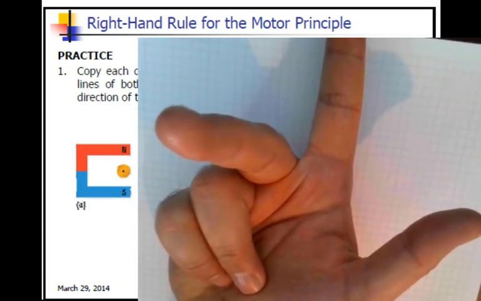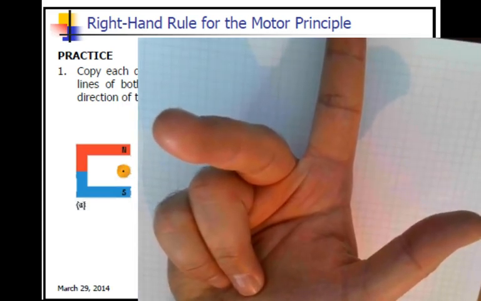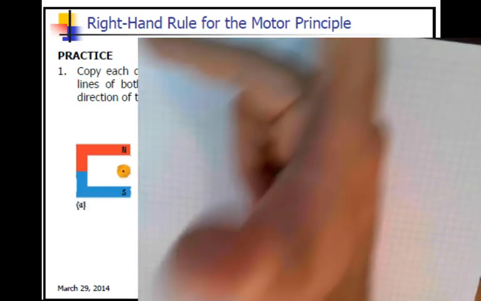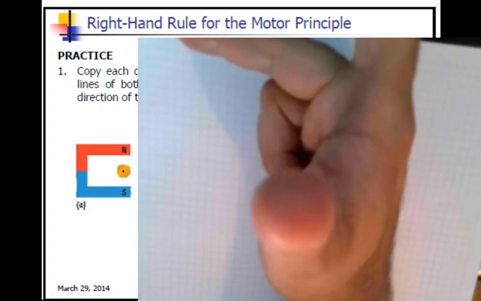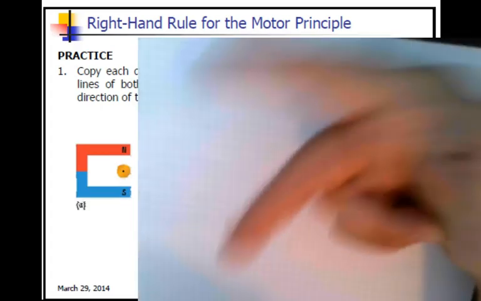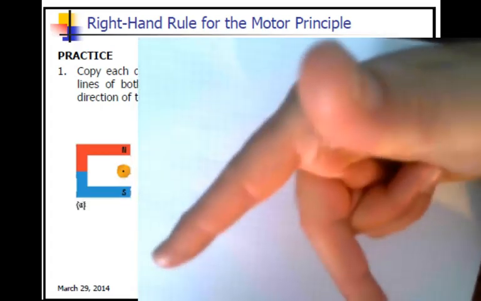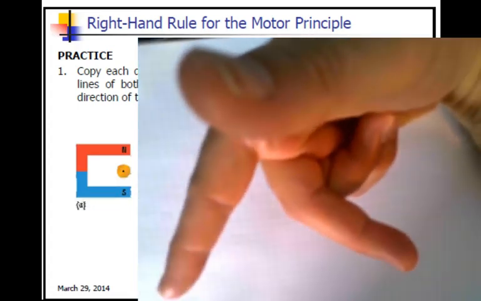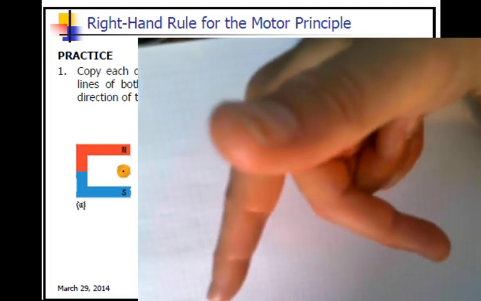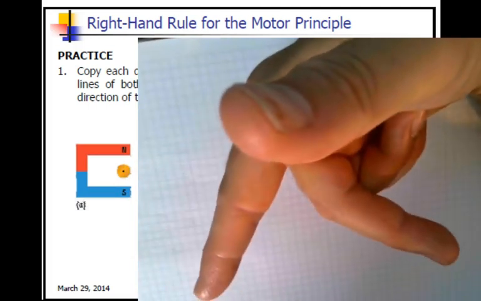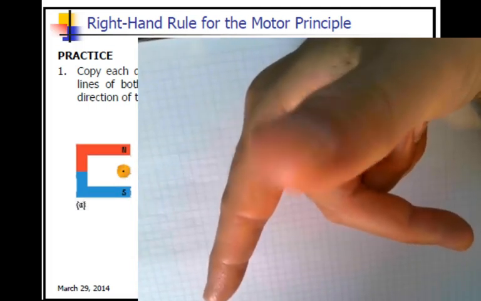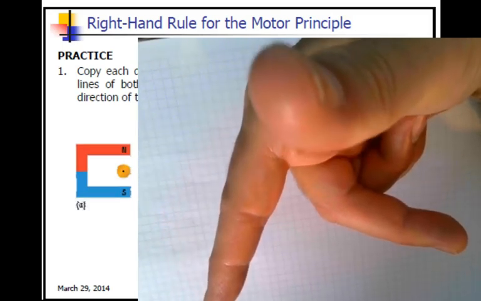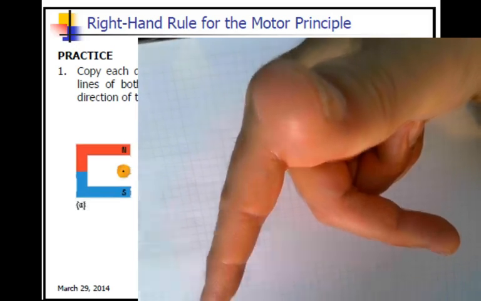So let me reorient my hand in such a way that my electric current is going up, so I'm pointing towards myself with my thumb. I then have to turn my hand and point down for my index finger to represent my magnetic field, and my middle finger is pointing to the right. So for A, my electromotive force will be to the right.